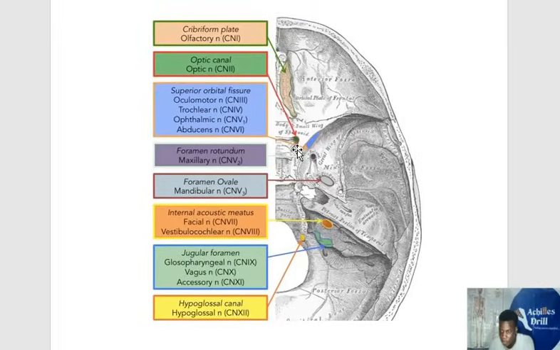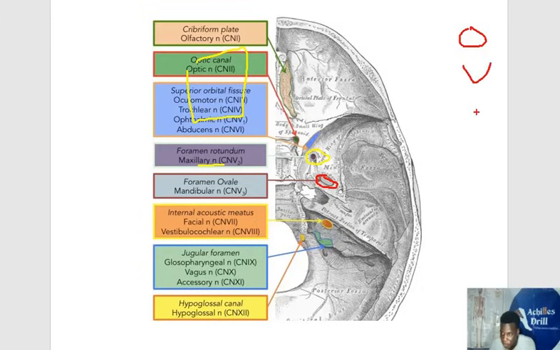I have a picture showing the various contents of these foramina. We've established that the cribriform plate is associated with the olfactory nerve. We've not talked about the optic canal, but we'll get there. And then the superior orbital fissure as well. We're leaving these two out for now. And then the foramen rotundum associated with the maxillary nerve. We have it right here. Let me get red. Foramen ovale is associated with the mandibular nerve and some other structures.